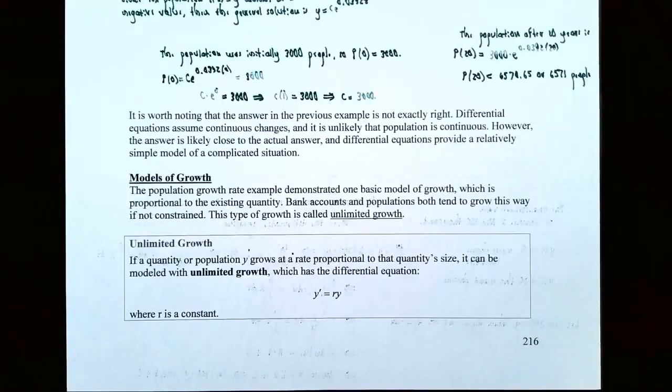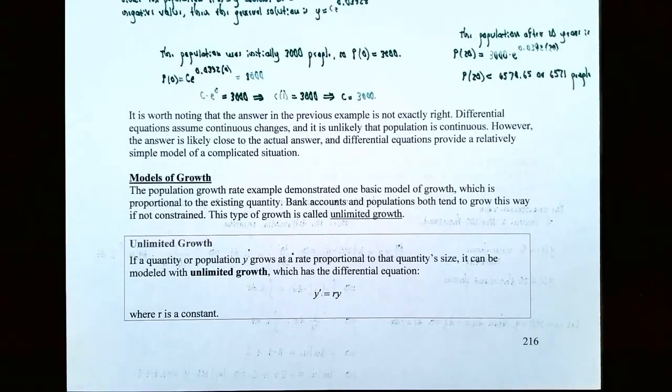So let's pick up where we left off. We're going to talk about models of growth involving differential equations. The population growth rate example that we talked about in the previous video actually demonstrates one basic model of growth, which is proportional to the existing quantity. Bank accounts and populations both tend to grow this way if it's not constrained. This type of growth is called unlimited growth.